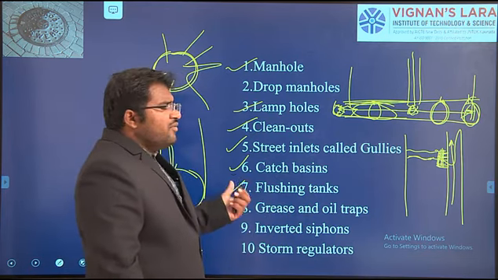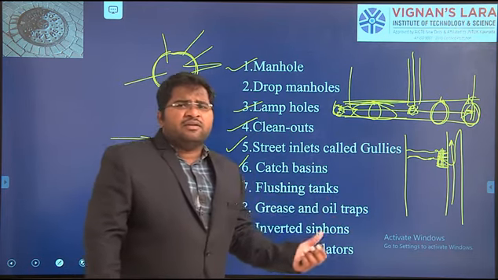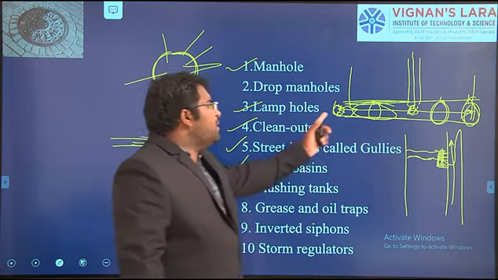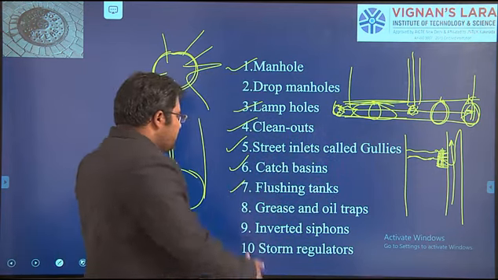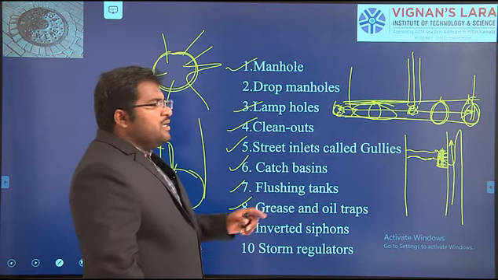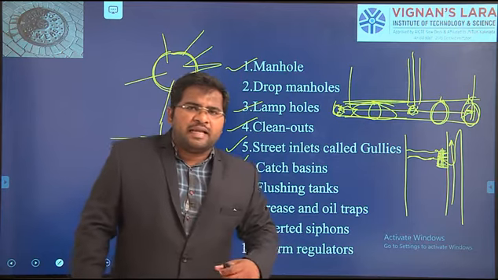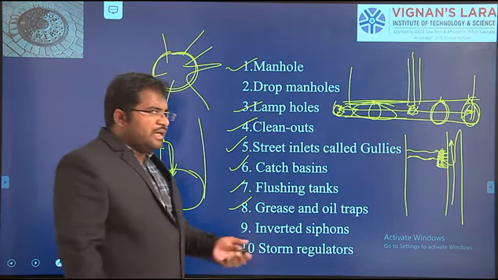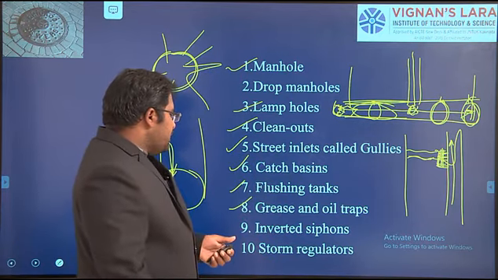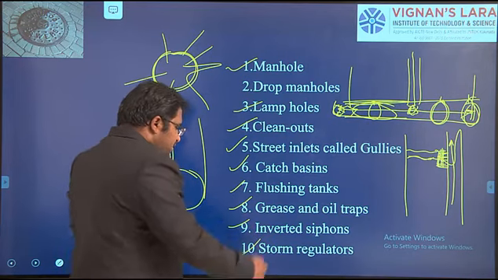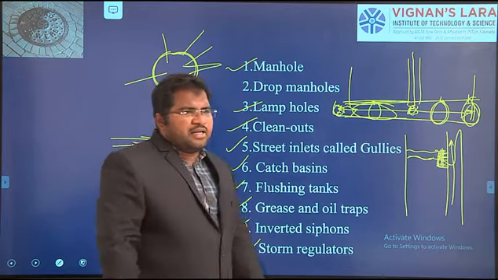Here also, flushing tanks are used in the sewer line to wash out the things accumulated in the pipeline. Then coming to the next one, grease and oil traps. Grease and oil traps are used to collect the oil and grease at the top of that line. Next, inverted siphons we have, and finally we have the storm water regulators.